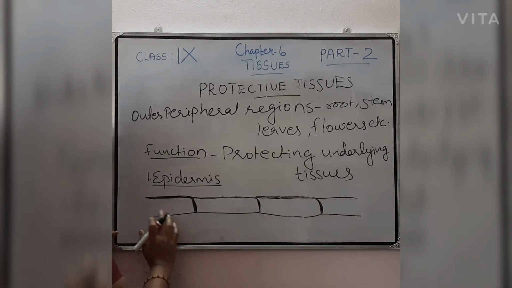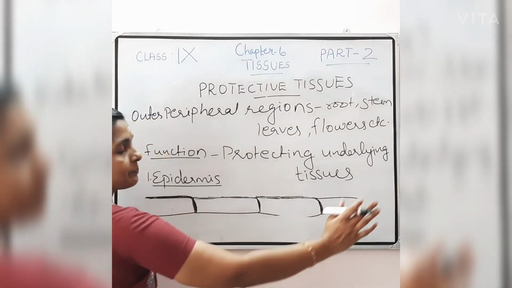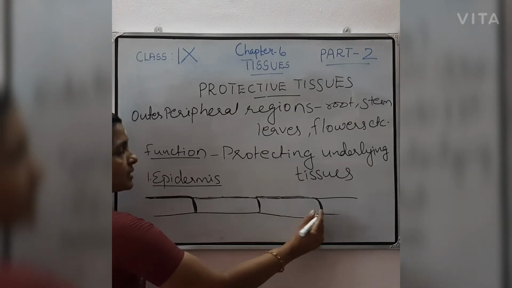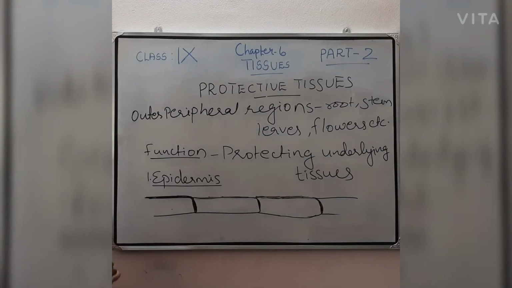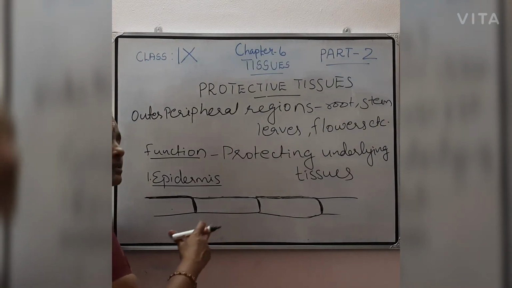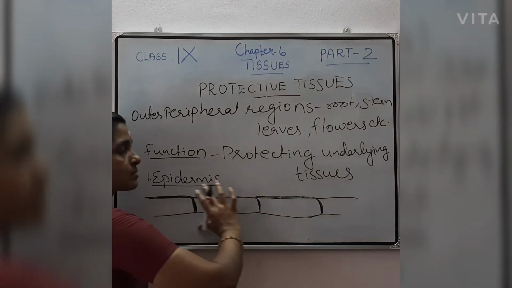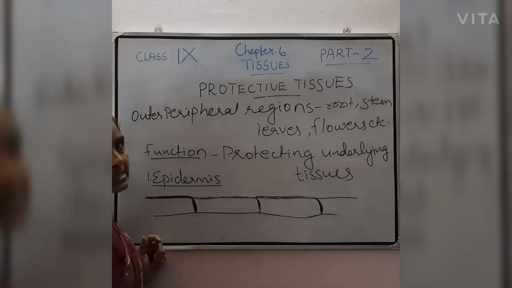That is epidermis, and it forms a continuous single layer, isn't it? Without any intercellular space. You can see that in between the cells there is no intercellular space. Why? Because what is the function? Protective in function, so these cells form a single layer without intercellular space. Understand?